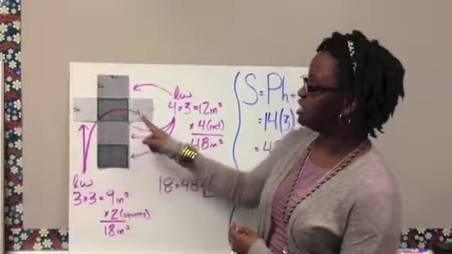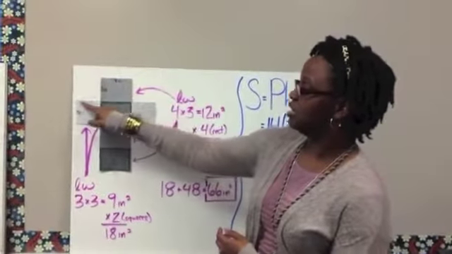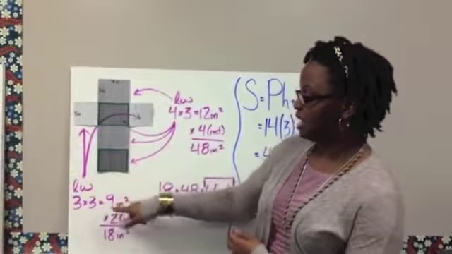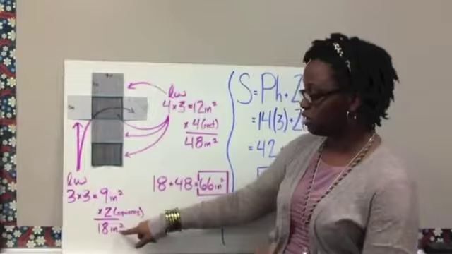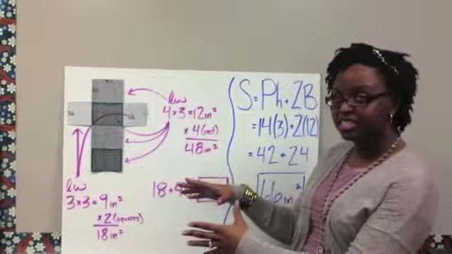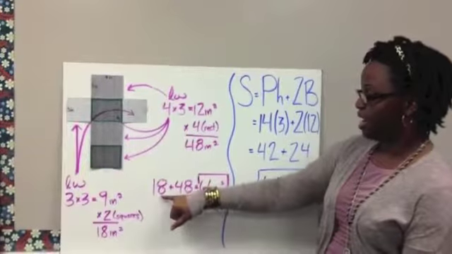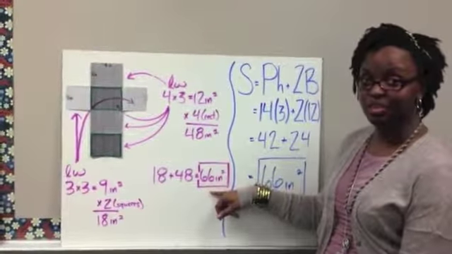Then I need to take care of the sides here, which length times width would tell me 3 times 3 gives me an area of 9, but since there's 2 of them, I'm going to do that times 2 to get 18 inches squared. Okay? So I've taken care of all 6 sides of that rectangular prism, add my 18 plus 48 to get a surface area of 66 inches squared.